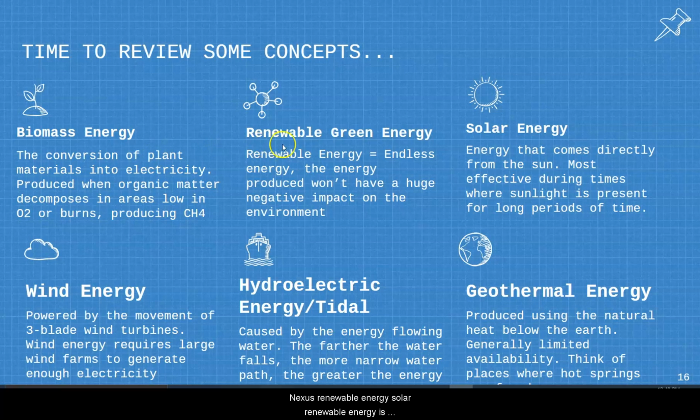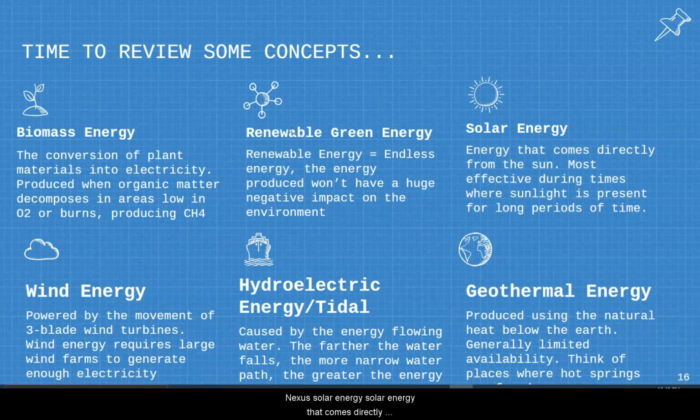Next is renewable green energy. Renewable green energy is endless energy. It's energy that can be reused in a cycle. So the energy won't have a huge impact on the environment in a negative way, but will more so be a positive contribution as we are continuously using the same energy, but just reusing it in different ways. So we're not actually wasting any energy, which is really, really cool.